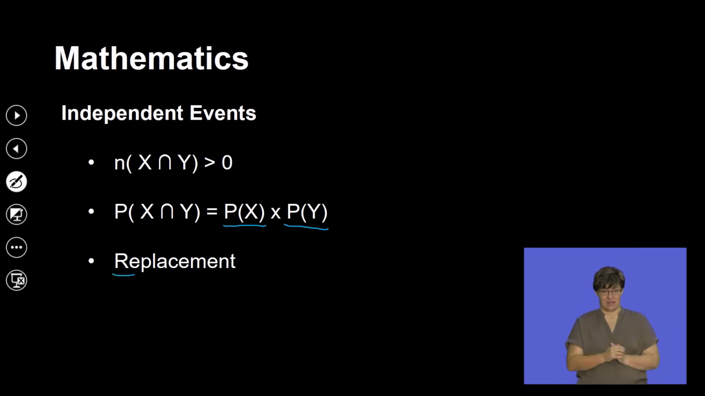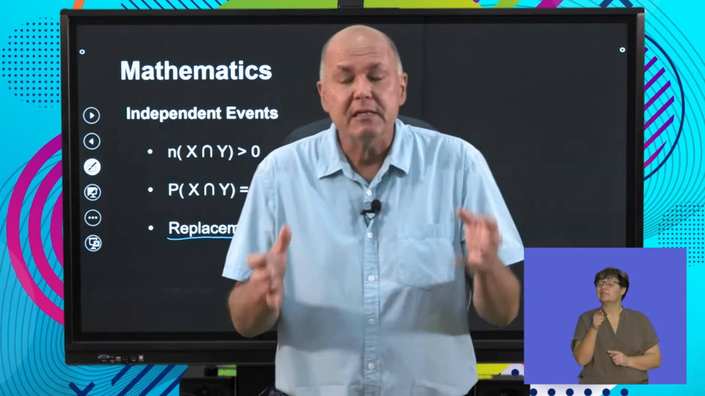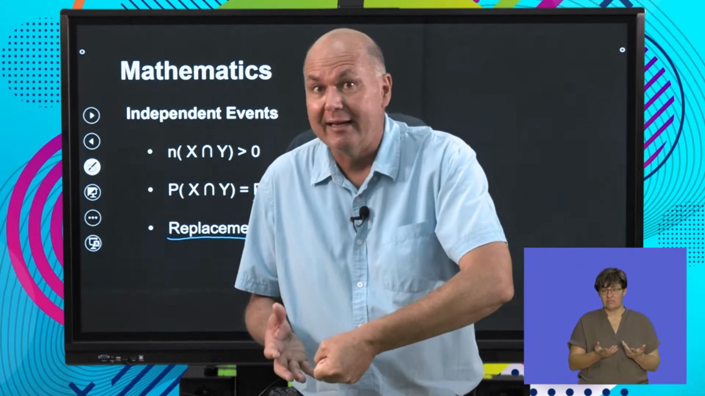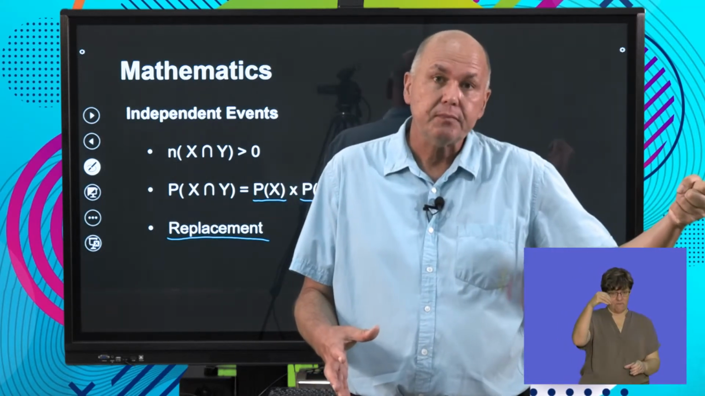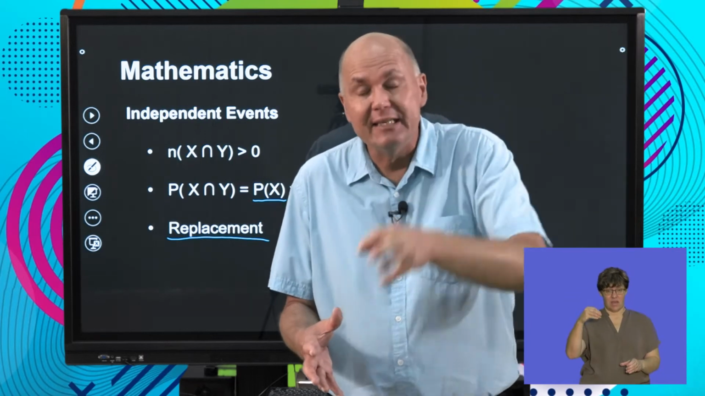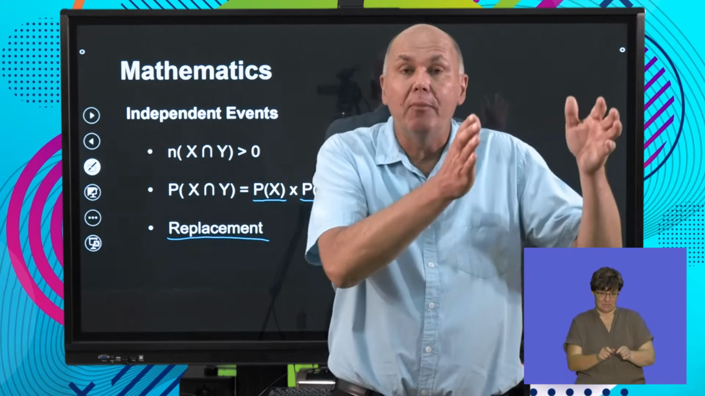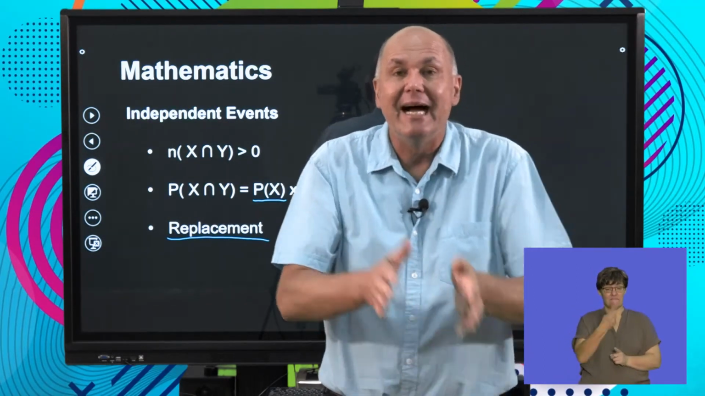And what's this word replacement? Well guys, replacement is a process that we do when we're having a probability trial. So for example, if we were taking socks out of a bag, then once we've removed one sock, before we do the second event, we would have to put it back. And that means that the total number in the sample remains the same. So the probability of the first event does not influence the probability of the second event.